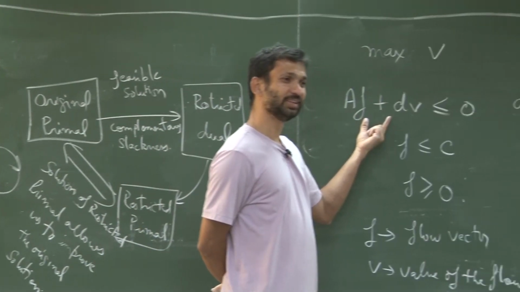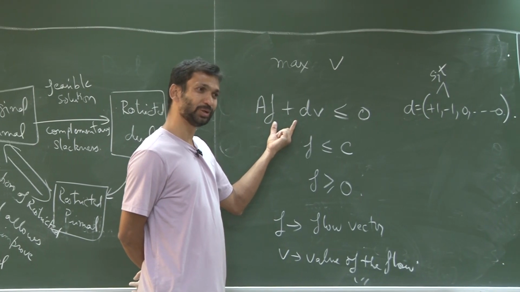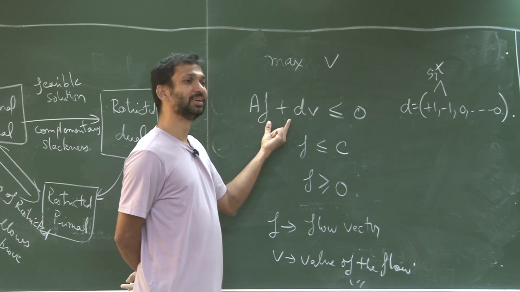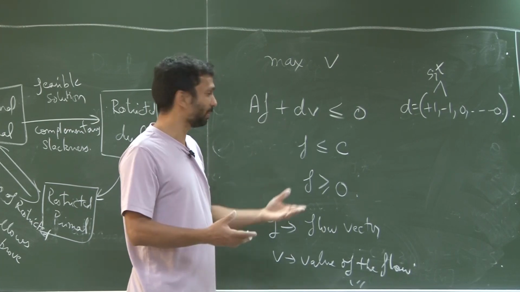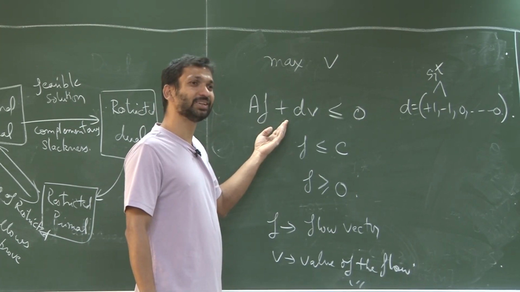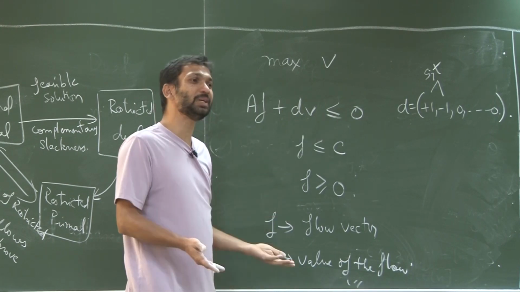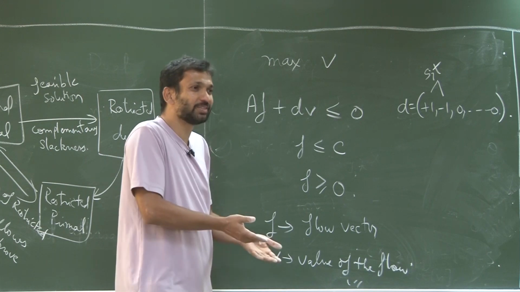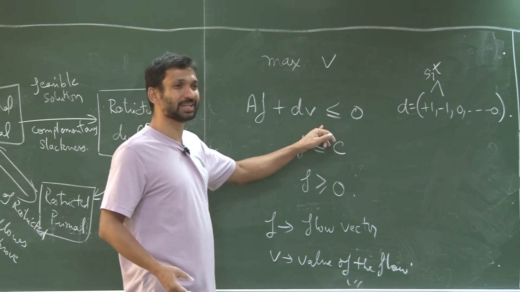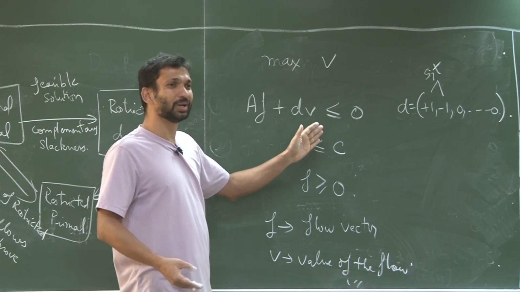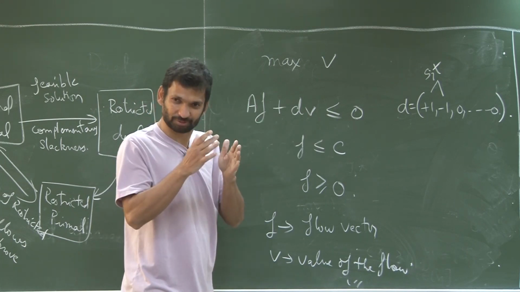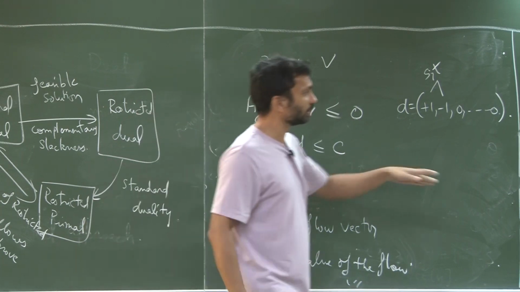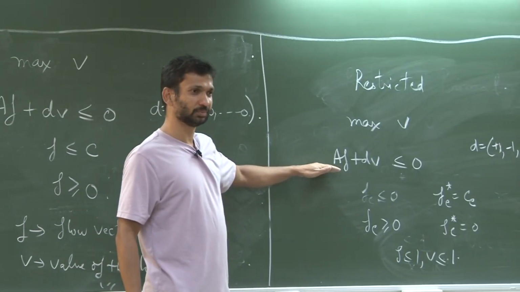Remember, originally, this was AF plus dV equal to 0. We said, remember, there is a flow conservation constraint, right? So, for a feasible flow, this will always be equal to 0. It's a flow conservation constraint. We said that we can relax it to be less than or equal to 0, but it will remain equal, right? In any feasible flow solution, this has to be 0. It cannot be anything else, right? So, nothing is going to be dropped from here.